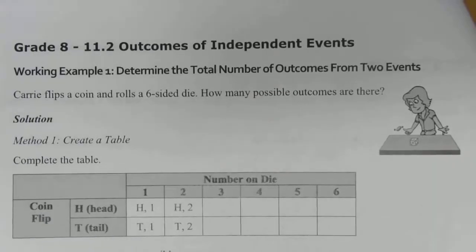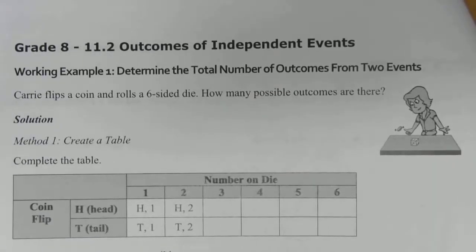11.2 deals with outcomes of independent events. For working example number 1, we need to determine the total number of outcomes from 2 events. So Carrie flips a coin and rolls a 6-sided die. How many possible outcomes are there?